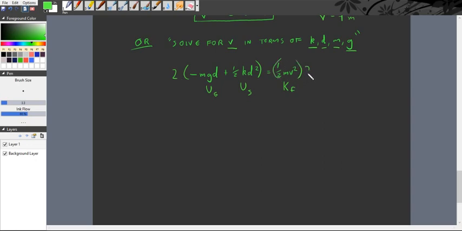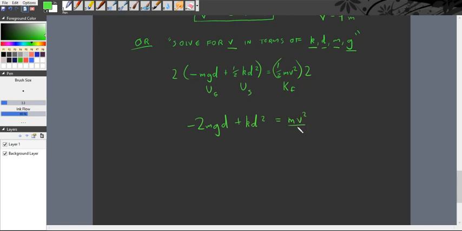A lot of students really want to divide both sides by 1/2, but that's going to confuse you. The best way to do this is just to multiply both sides by 2. So we get negative 2mgd plus, well, 1/2 times 2, I'm distributing the 2, it's just going to be 1, plus kd squared is equal to 2 times 1/2, which is what we wanted, mv squared. Now our next step is going to be to divide all sides by m.